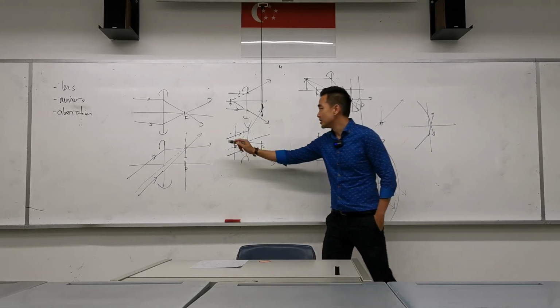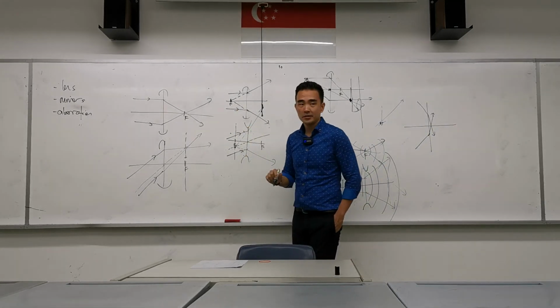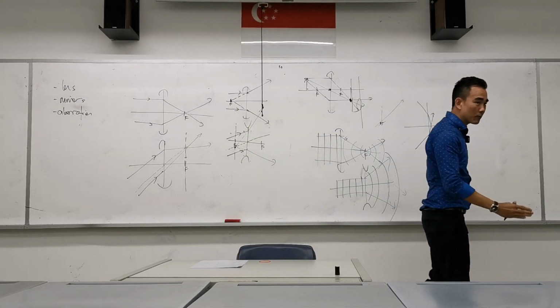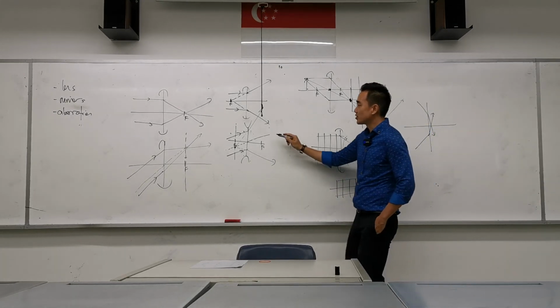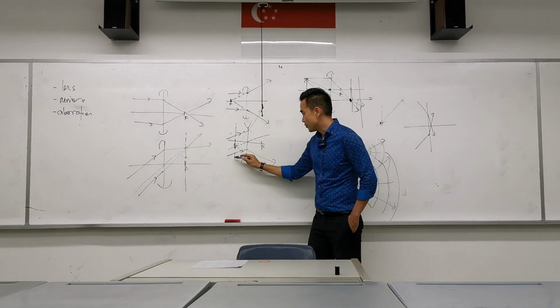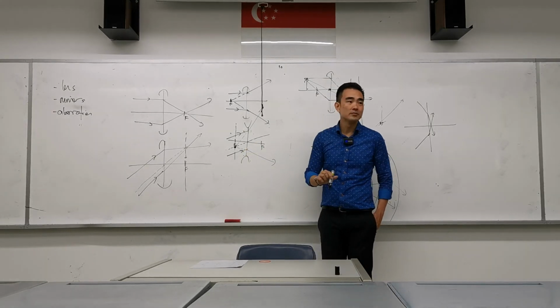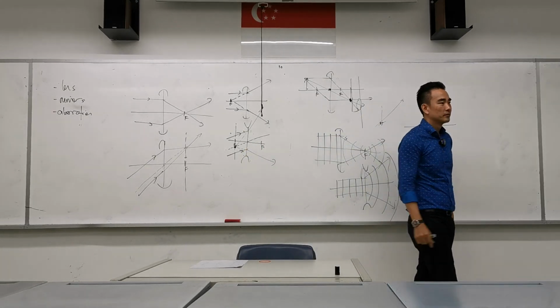Previously, the point is on the principal axis. So you've got to find where on the focal plane it seems to diverge from. And you do that by drawing this construction line where it cuts the focal plane. That's the point where the light seems to diverge from.